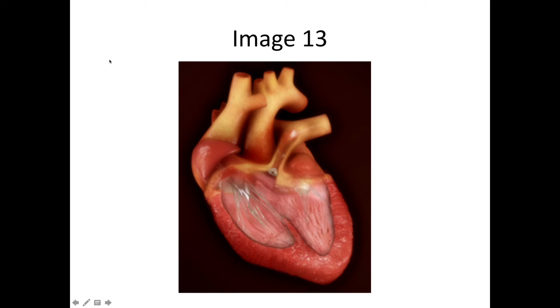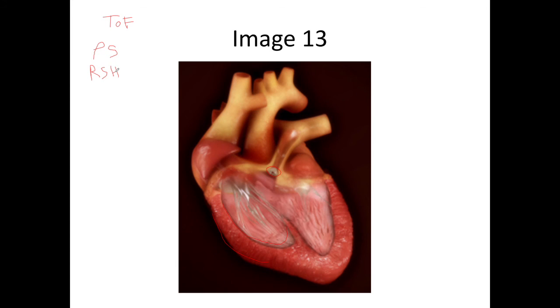The image that you're looking at here is going to be called tetralogy of Fallot. So this is tetralogy of Fallot. Tetralogy of Fallot is going to have 4 unique attributes. The first attribute here is going to be pulmonary stenosis. So I'm going to show you pulmonary stenosis. As a result of pulmonary stenosis, the right side of the individual's heart is going to hypertrophy. So you're going to have right-sided hypertrophy.